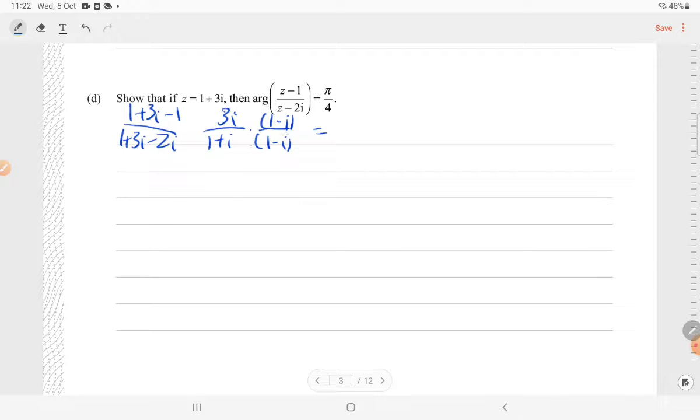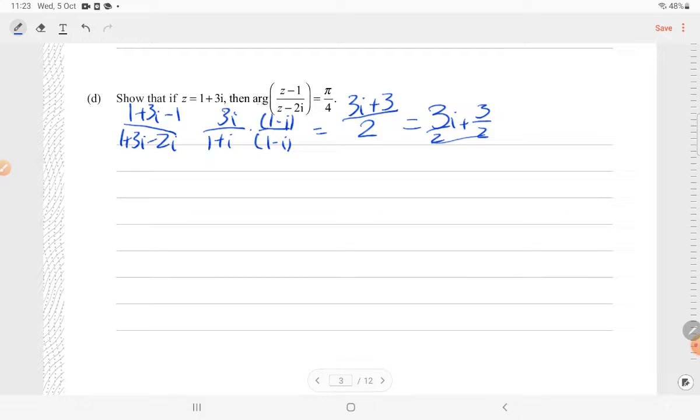So 3i plus 3 all over 1 plus 1, take away i squared, which is 2, which is equal to 3 over 2 i plus 3 over 2. So (z take away 1) all over (z take away 2i) is equal to this.